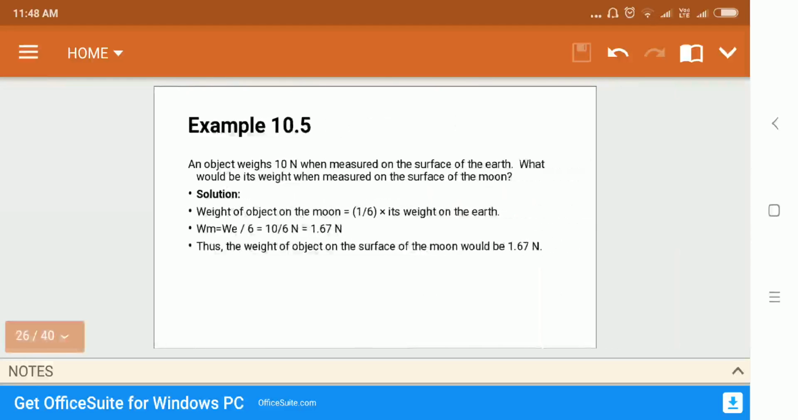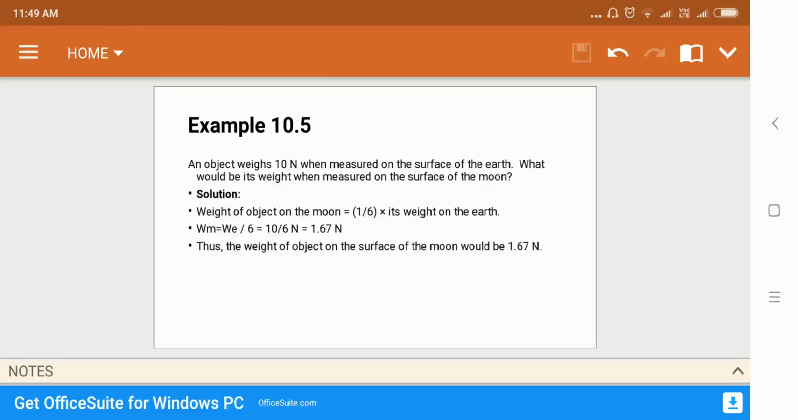Now let us go through the other example. An object weighs 10 Newton when measured on the surface of the earth. What would be its weight when measured on the surface of the moon? Here the weight of the object on the earth, We, is given as 10 Newton. We need to determine the weight of the object on the moon.